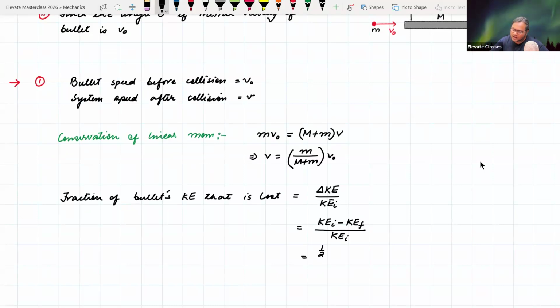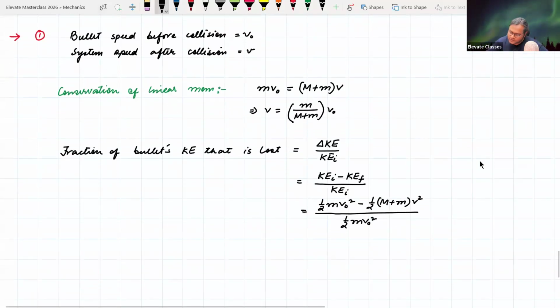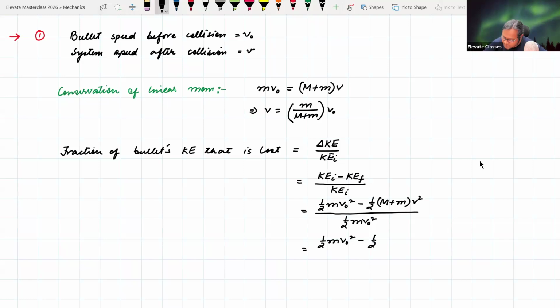So what is kinetic energy initial? Half m v naught square. What is kinetic energy final? Half (capital M plus small m) v square. This is equal to half m v naught square minus half (capital M plus small m), what is v? v को यहाँ से substitute कर देते हैं. This is going to become (small m by capital M plus small m) square v naught square, upon half m v naught square.